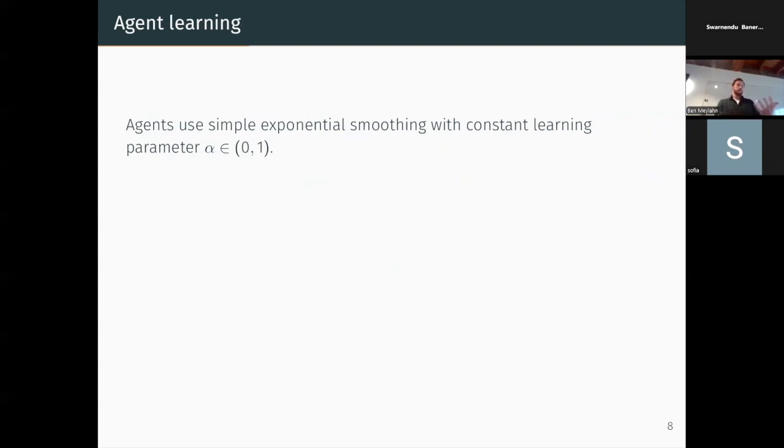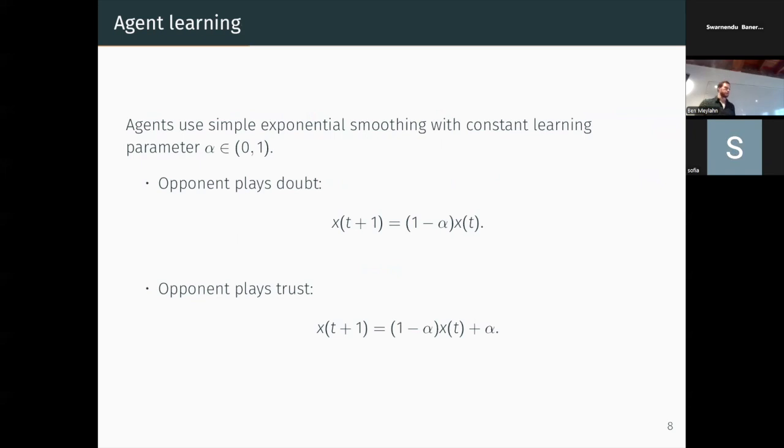How do agents update their belief? So simple exponential smoothing or exponential moving average, same thing, different name. With a constant learning parameter alpha, it takes the following form. If my opponent plays the doubt action, I shrink my belief a little bit by multiplying my old belief by 1 minus alpha. And if my opponent plays trust, I increase my belief a little bit. It's a very simple learning rule that has seen some success in other regions. We thought, well, it's nice and relatively easy to study, so we'll use it here.